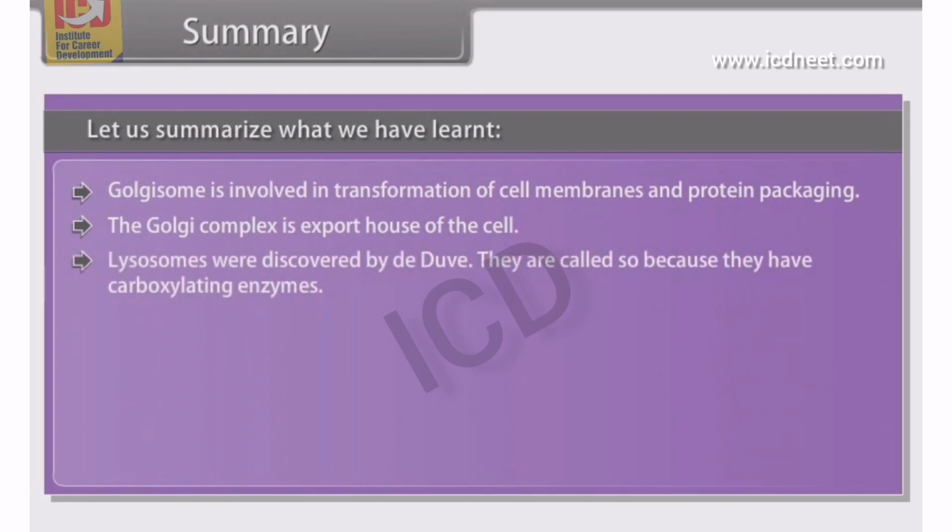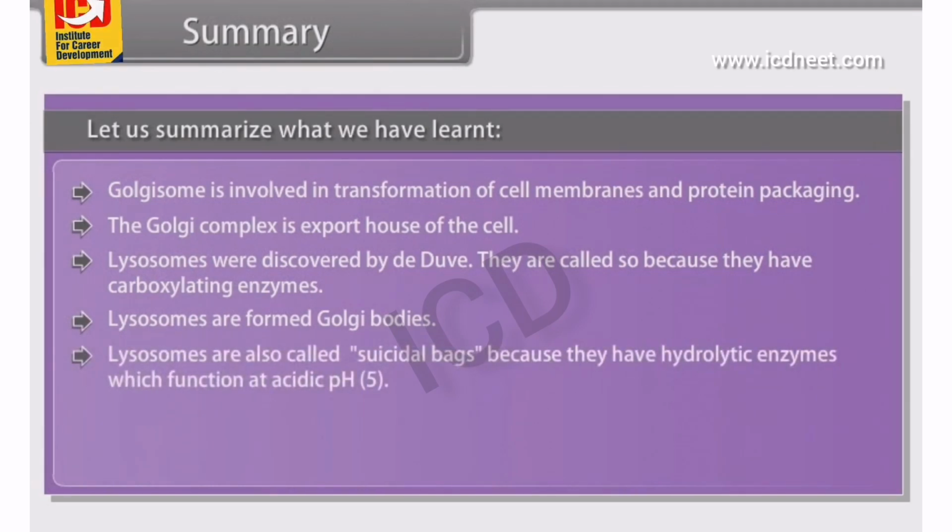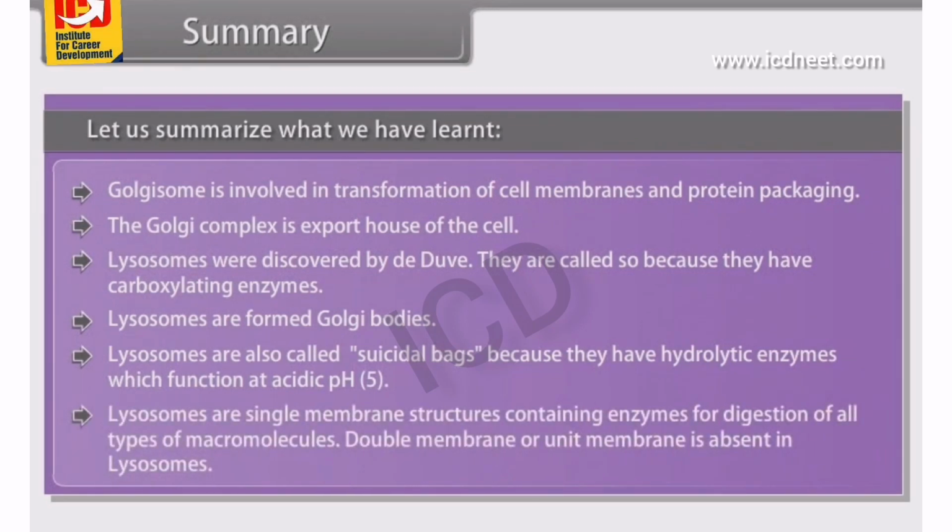Lysosomes were discovered by De Duve. Lysosomes are formed from Golgi bodies. Lysosomes are also called suicidal bags because they have hydrolytic enzymes which function at acidic pH 5. Lysosomes are single membrane structures containing enzymes for digestion of all types of macromolecules. Double membrane is absent in lysosomes.